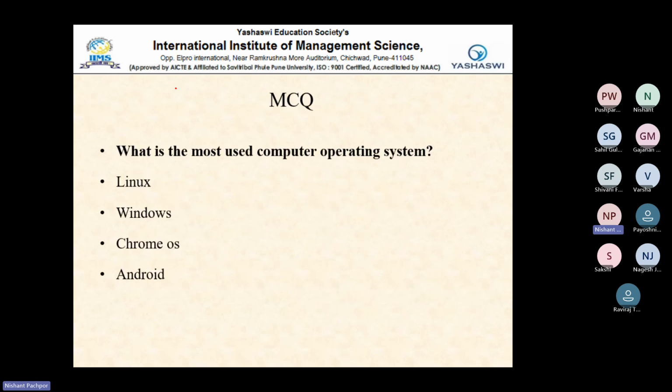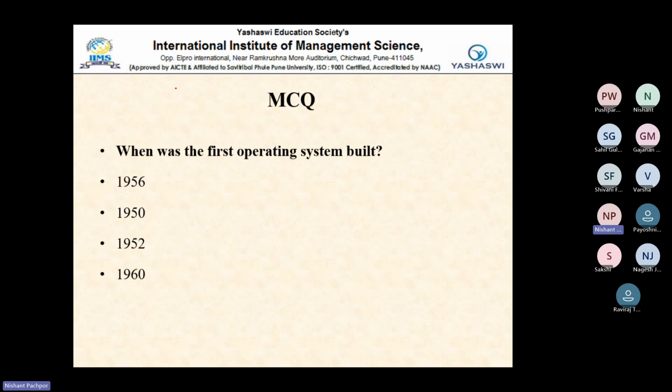Okay, then next is what is the most used computer operating system? Most used. Linux, Windows, Chrome OS or Android OS? Any option, which one? Windows. Okay, correct. Windows is the most popular OS, the most used computer operating system. This is the answer: Windows. Then again, when was the first operating system built? सगळ्यात पहिली operating system केव्हा डिझाइन केली गेली? 1956, 1950, which was designed by IBM.